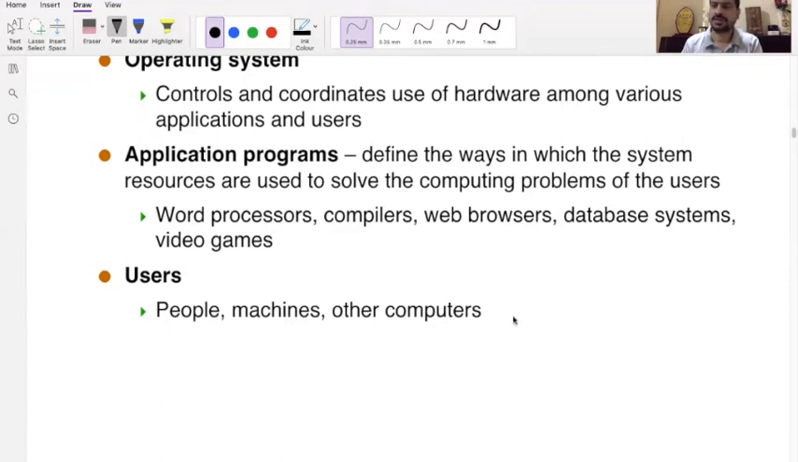And other computers also, let's say one computer is interacting with another computer. Let's say one computer is a master, another is a slave. So the slave is interacting with the master, right? So one computer is interacting with another computer, again with the help of the application program.